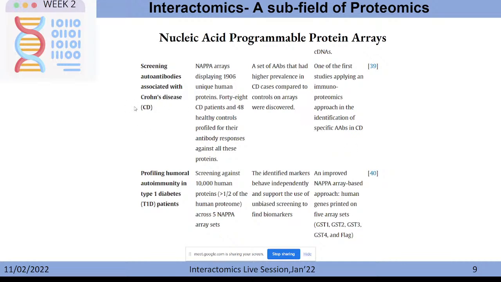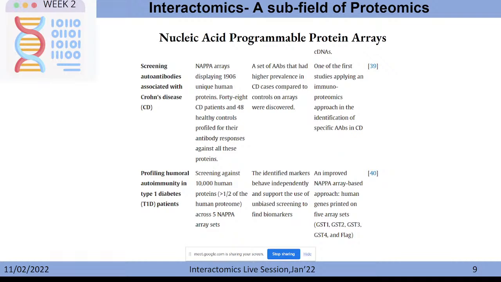Then another is with Crohn's disease. These are all real-life examples with real patient samples. These have been done and tried to identify, so that all these NAPPA arrays have been in use to detect. Here you can see that 48 CD patients and 48 healthy controls were profiled for their antibody responses against all these proteins.